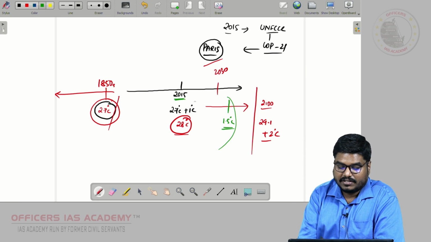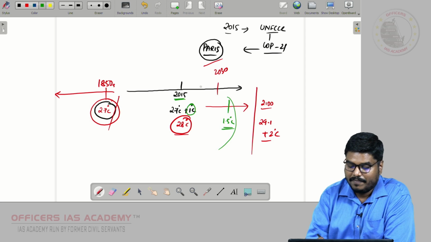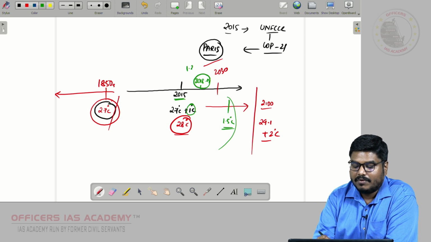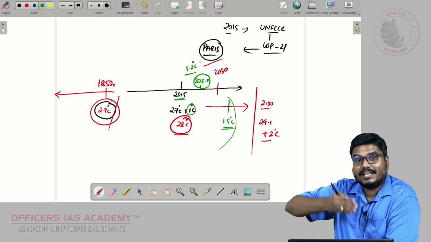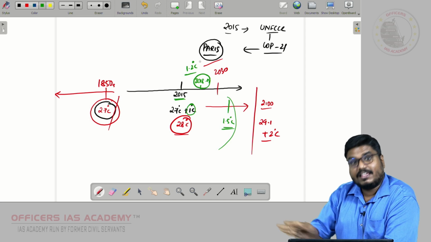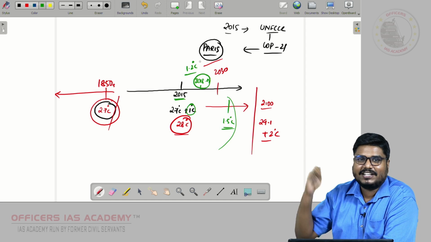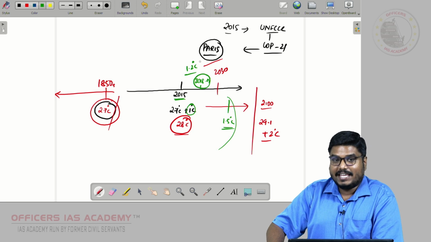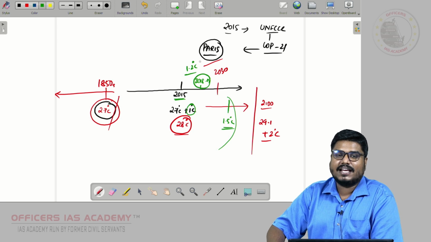Already in 2015 it crossed 1 degree Celsius, and you should know that in the year 2018-19 it became 1.2 degrees Celsius. The temperature increased by 1.2 degrees Celsius. Given the trend, by 2050 itself we might cross the 2 degrees Celsius mark. So we have to take efforts to curb greenhouse gas emissions.